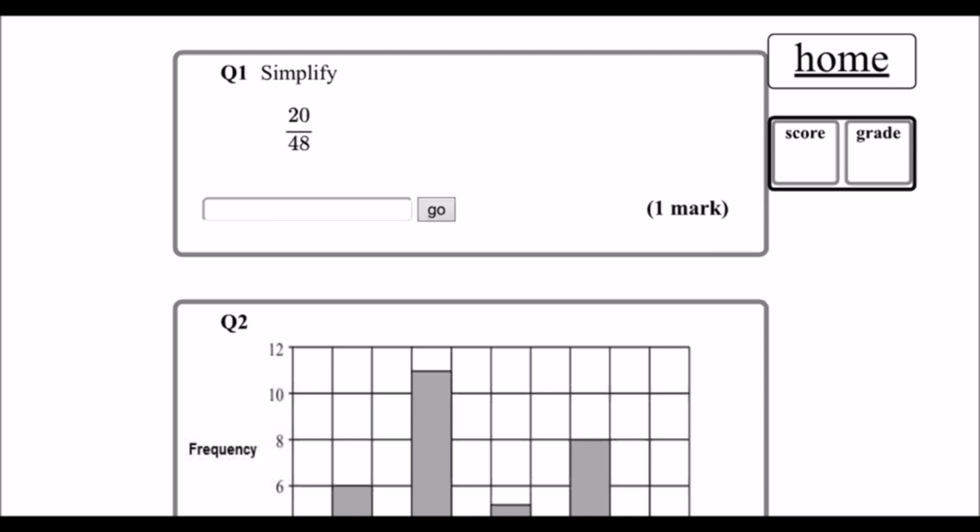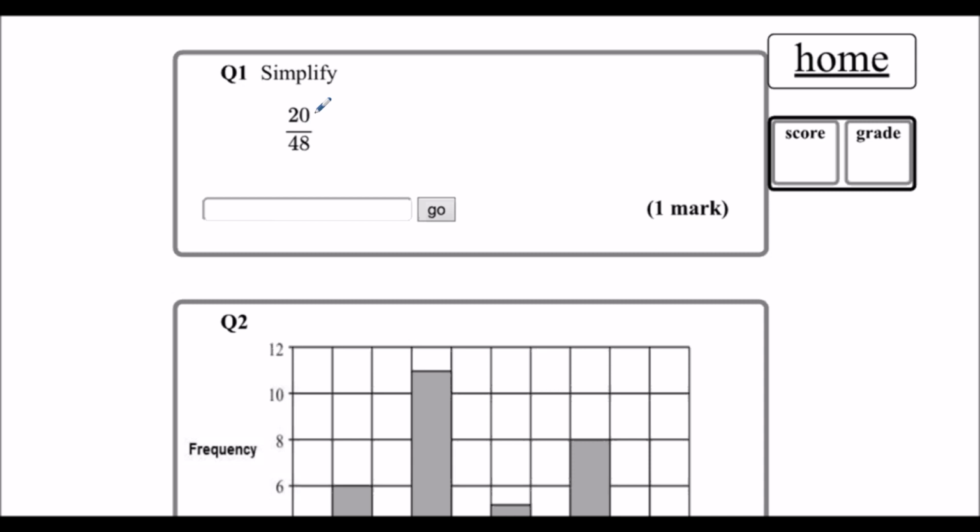This is the Mathsgrader Mini-Mock Foundation Paper 1, so it's non-calculator. Question 1. Simplify 20 over 48. So we're simplifying a fraction.